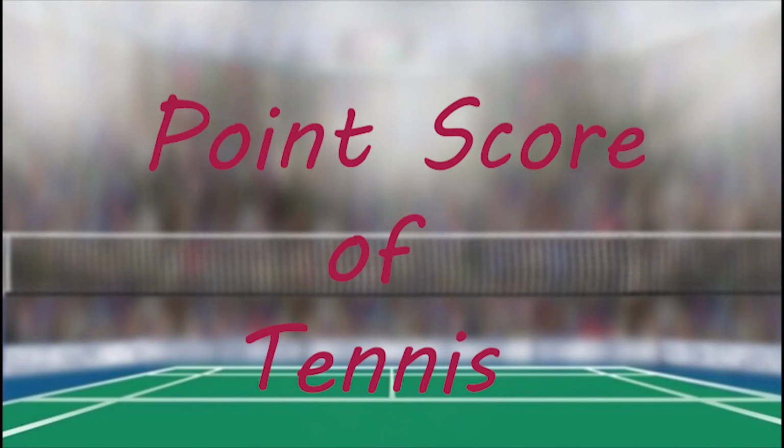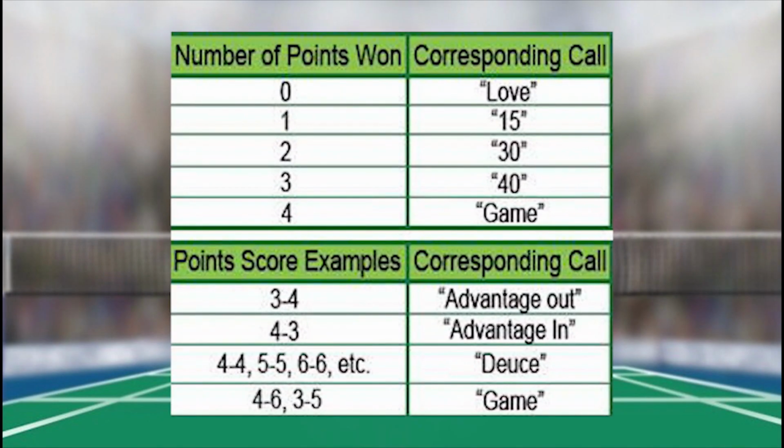The point score of tennis. 0 points is love, first point is 15, second point is 30, third point is 40, fourth point is game.